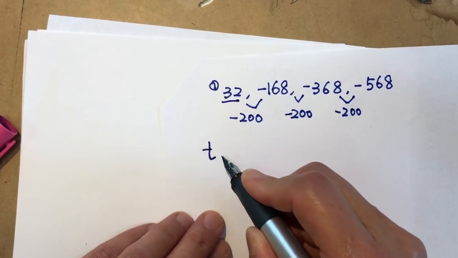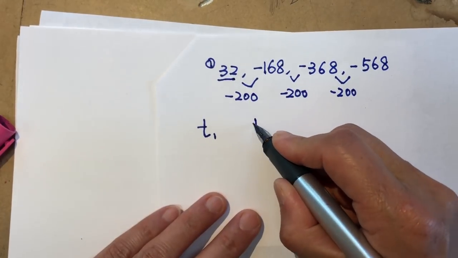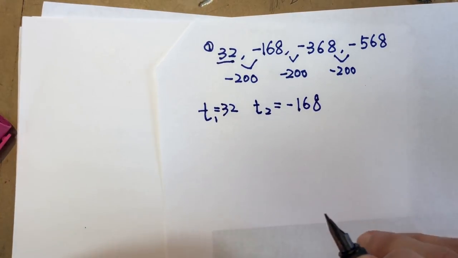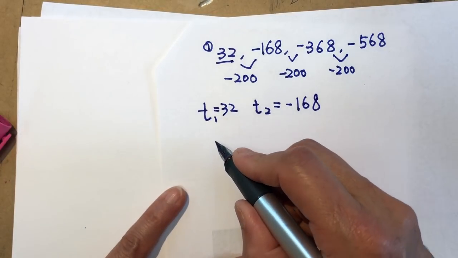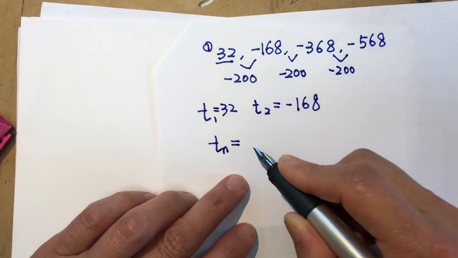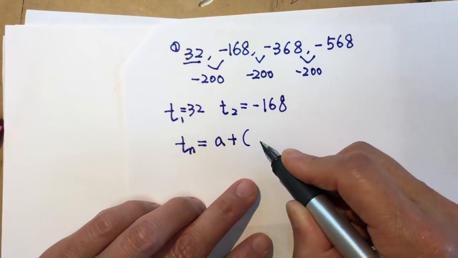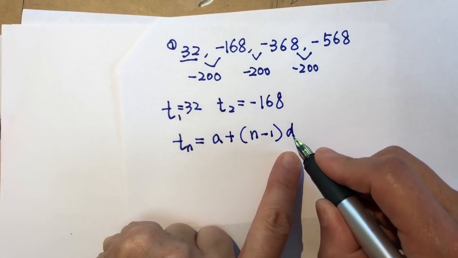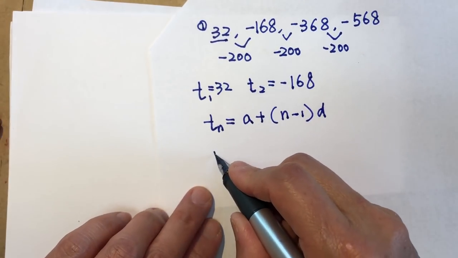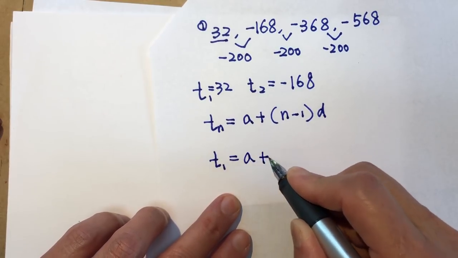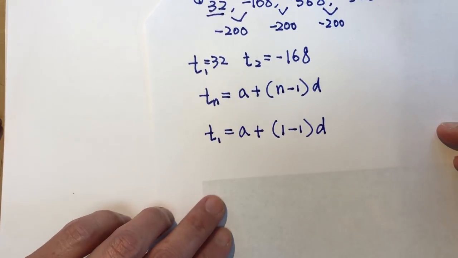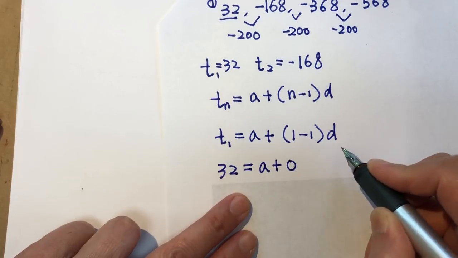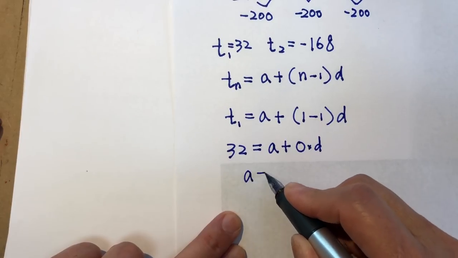Let's take this one as term one, and term two. Term one is 32, term two is negative 168. If it is an arithmetic sequence, then term n equals a starting number a plus n minus 1 times the difference. We plug in the numbers. Term 1 equals a plus 1 minus 1 times the difference. Term 1 is 32, equal to a plus 0 times the difference. So a equals 32.